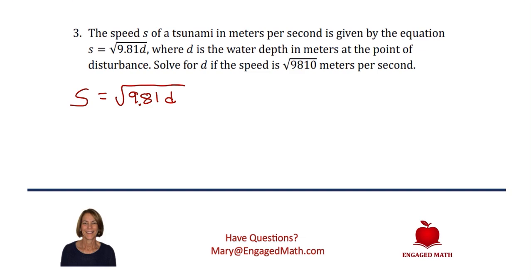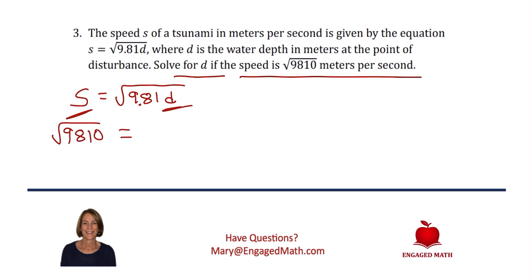And what we are doing here is we are solving for D, the depth in meters at the point of disturbance when there's a tsunami. Now, in order to solve for D, we have to know what S is. So they have told us that the speed S is the square root of 9,810. So that's what's going to go in for S.